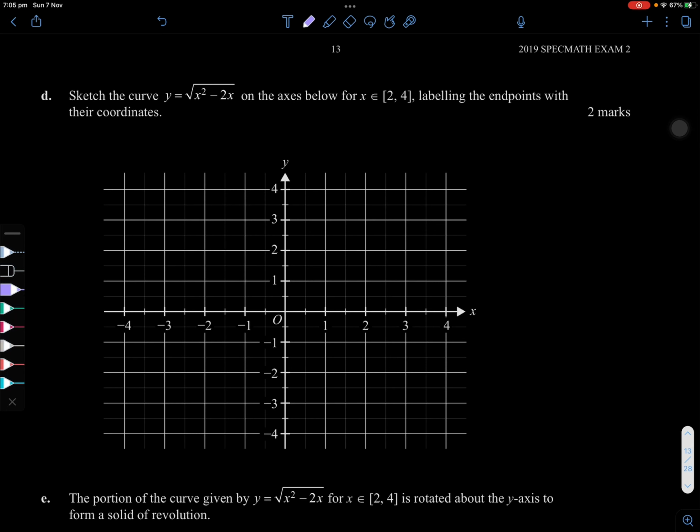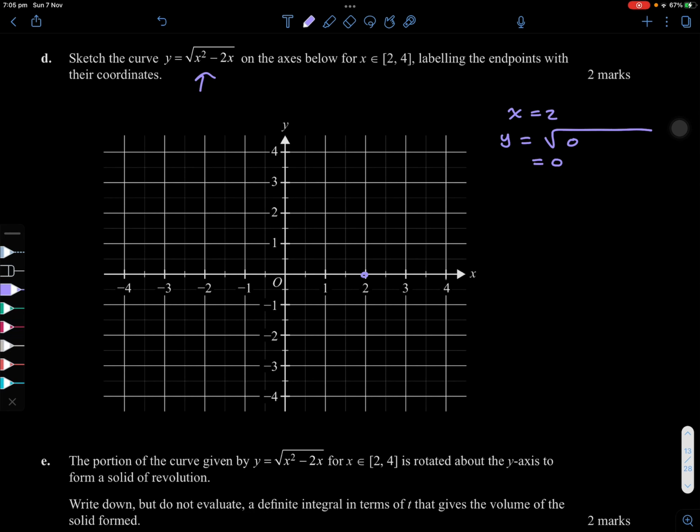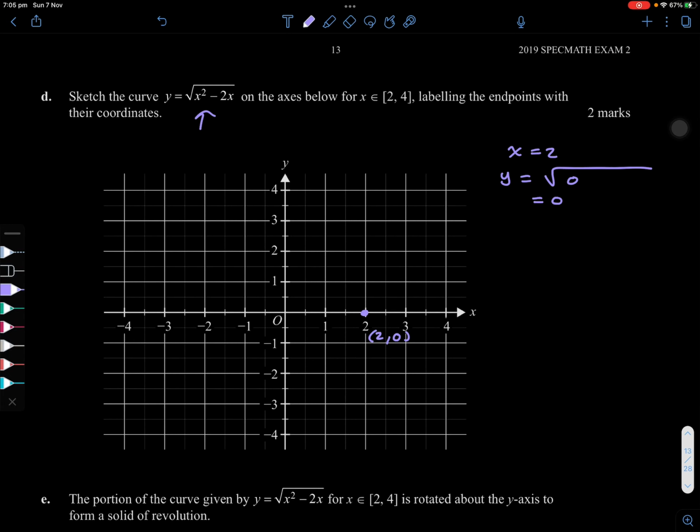Now I want to work out the endpoints first. So when x equals 2, y is equal to root, subbing it into here, we get 4 take 4, which is just 0. So one of our endpoints is (2, 0). Okay? Now for the next endpoint, we've got to sub in 4. So x equals 4, subbing that in gives us 16 take 8, which is just 8, so 2 root 2.